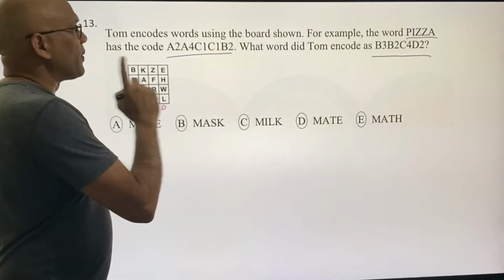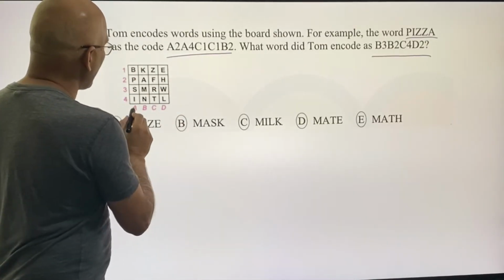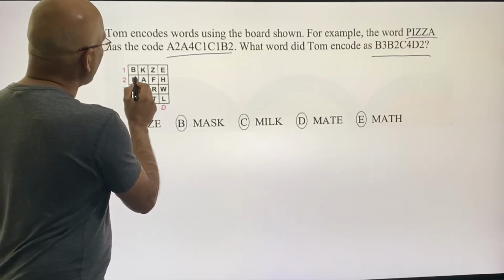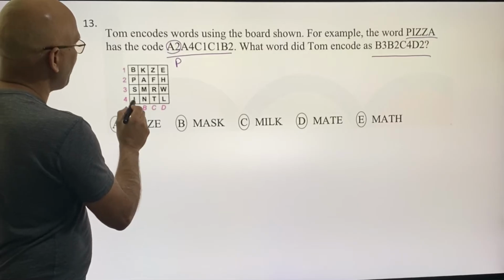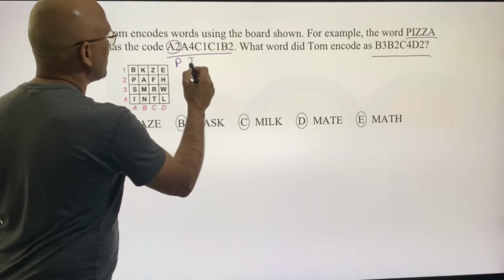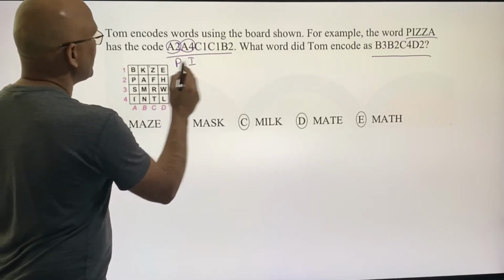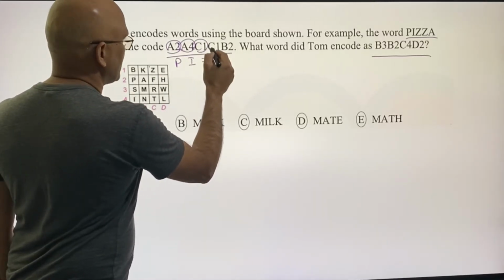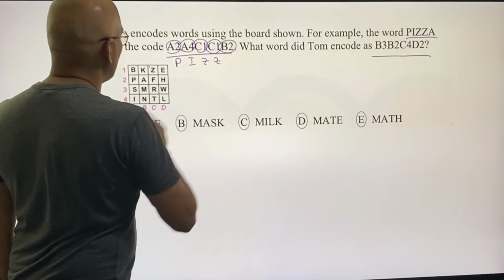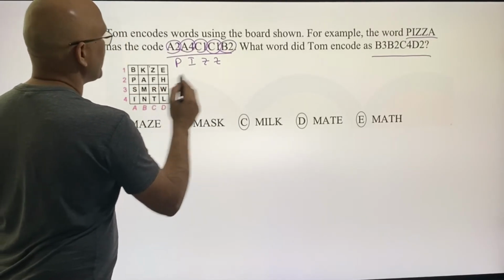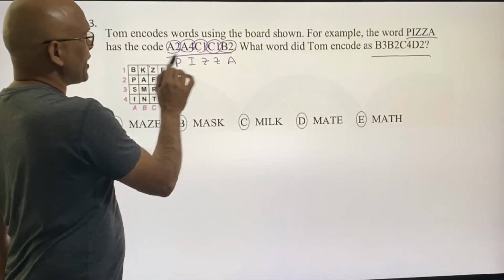All right, so let's verify how the encoding works. For example, A2 is P, so this is P. A4 is I. C1, C and 1, is G. C1 is same, so this is again G. And then B2 is B, 2 is A. So we can verify that pizza is encoded as this.